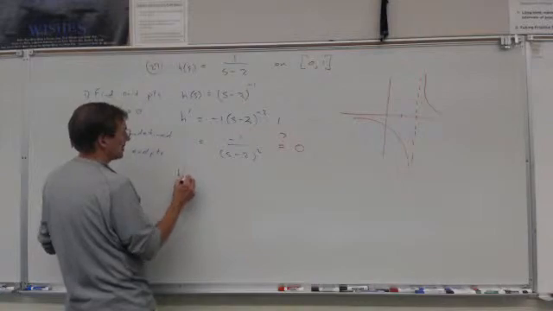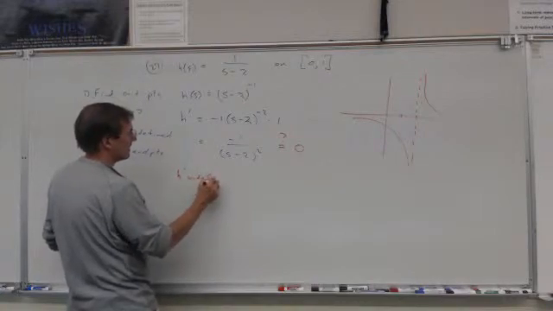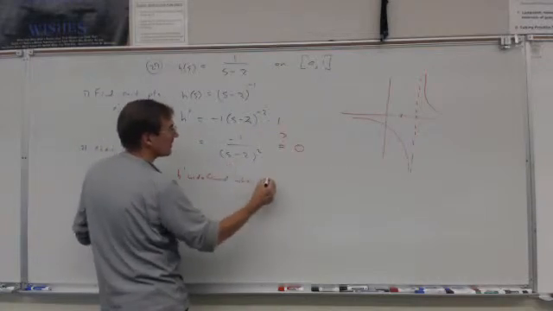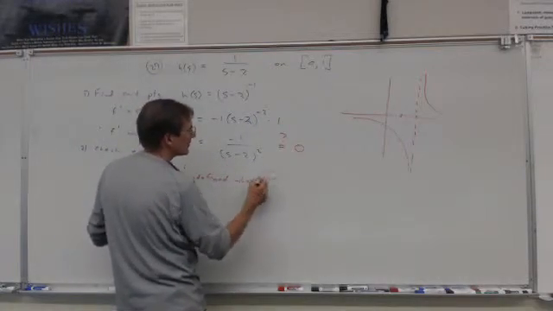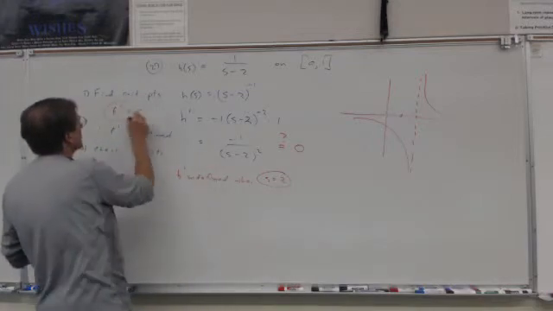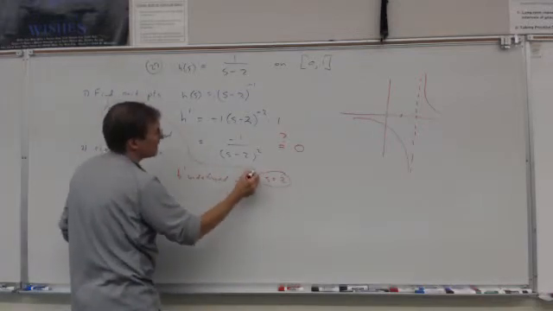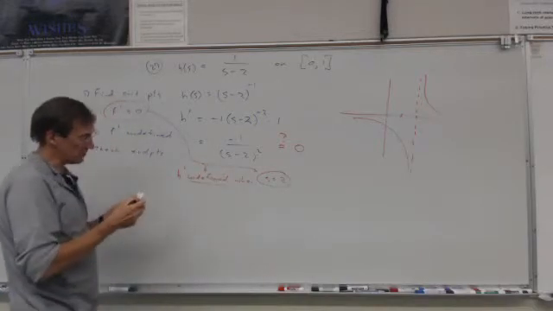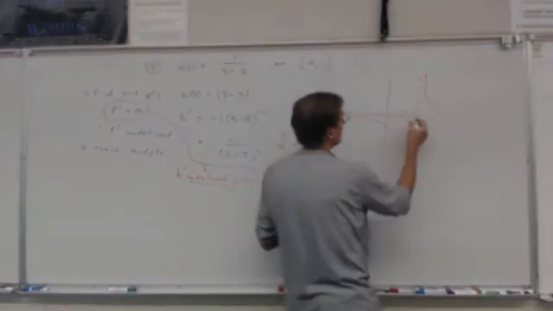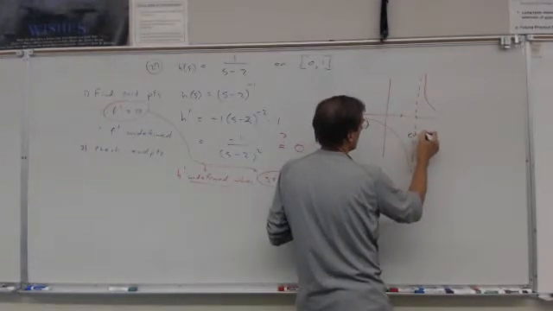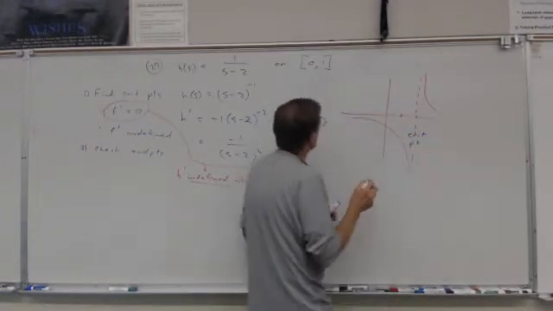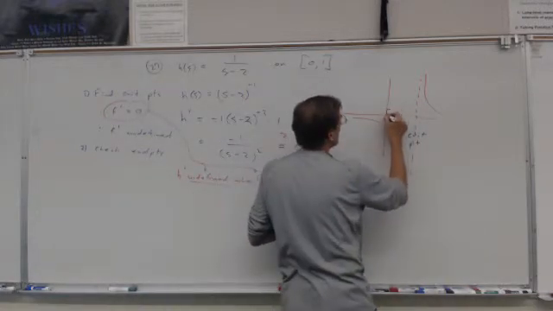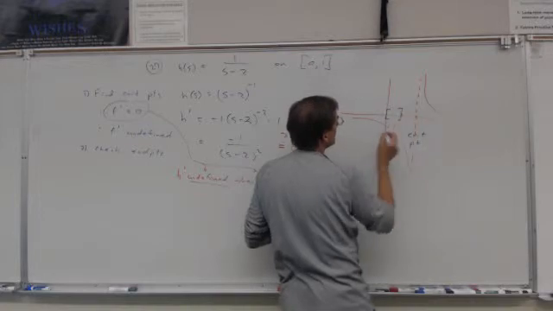So h prime is undefined when the denominator is 0, or s equals 2. So there's a critical point, right? A critical point is when f prime is undefined, and that is when s equals 2. So here's a critical point right here. And we're going between 0 and positive 1, so that's right between here and here.